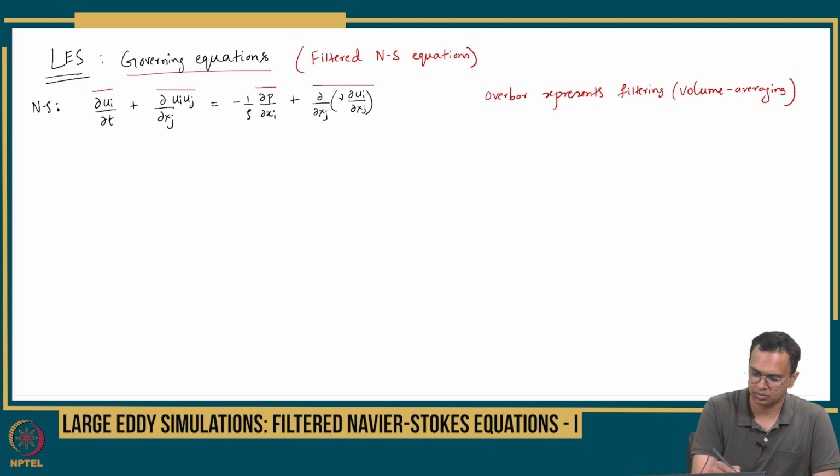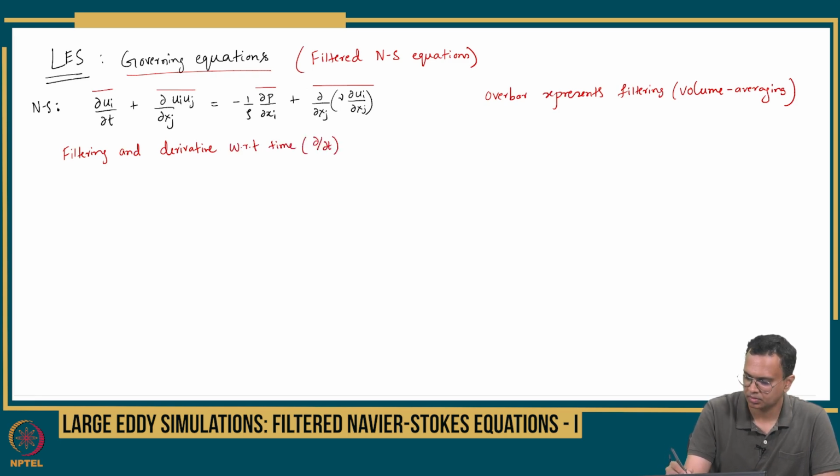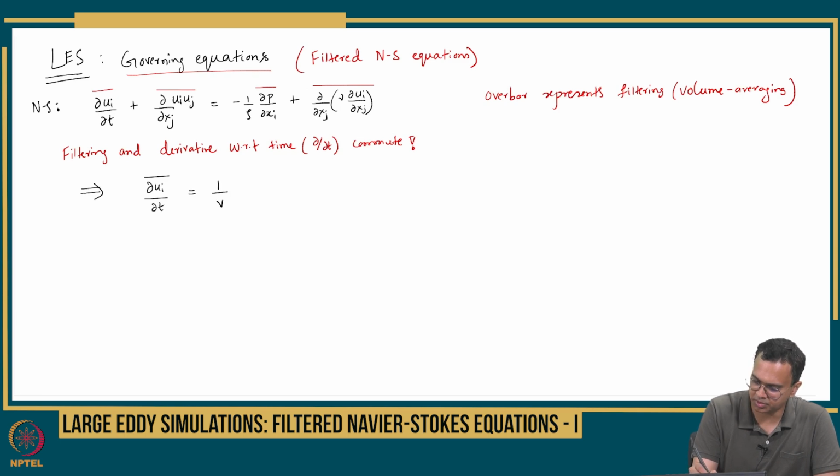So note that filtering and the derivative with respect to time, the dou by dou t term, commute. So we can move this filtering operation inside the operator here. The illustration is straightforward. If I have the dou ui by dou t term filtered, I can write this as the actual filtering operation, which is volume averaging: 1 by V, where V is the volume, integral over V of dou ui by dou t dV.